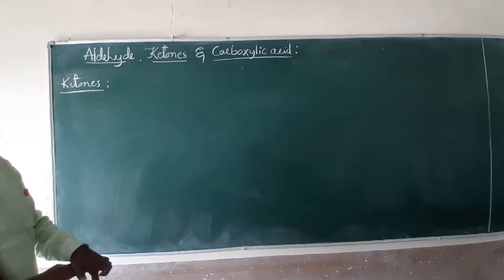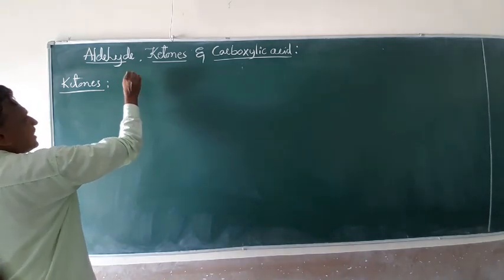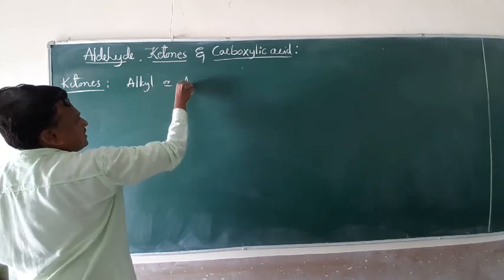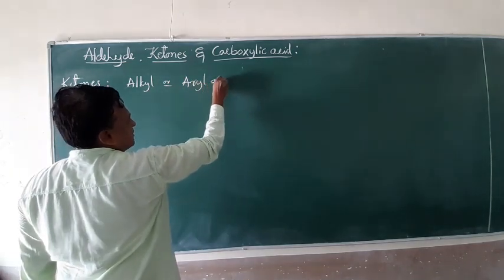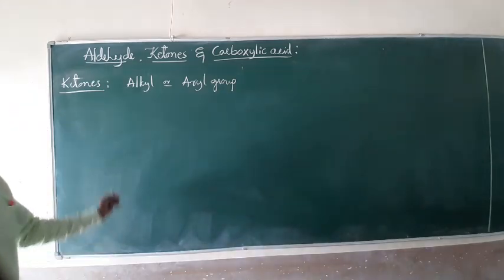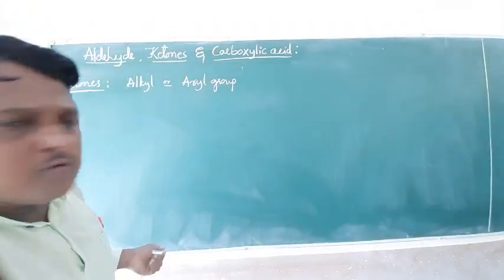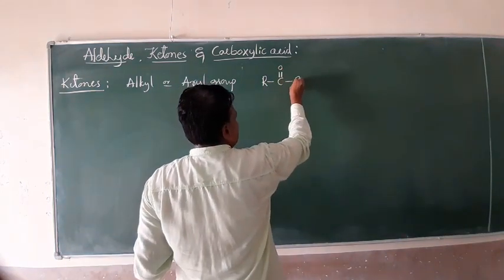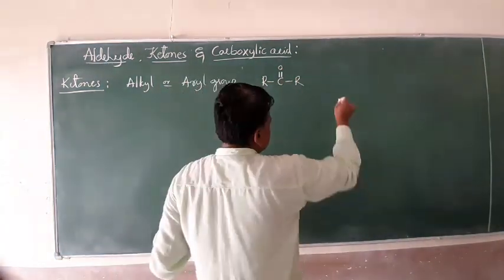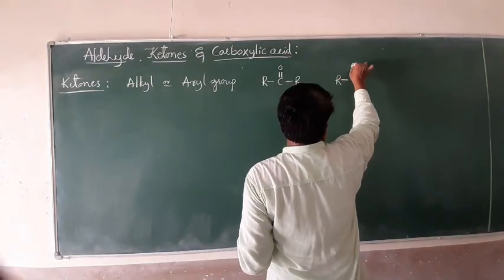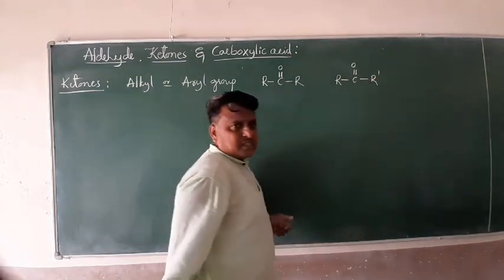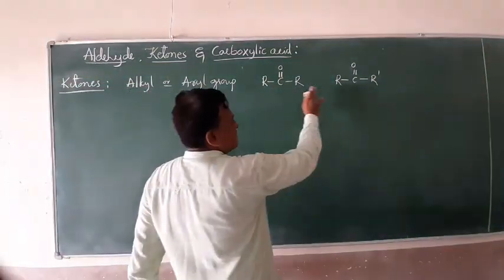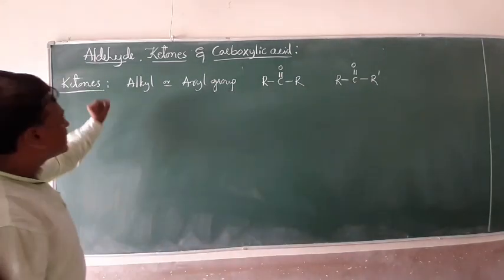Already we know ketones are derived from the corresponding alkyl or aryl groups. I repeat, ketones are derived from the corresponding alkyl or aryl groups. With the general formula RC=OR, if both are the same, or either RC=OR', one is alkyl and the other aryl, or different alkyl groups. This is a very simple general formula of the ketone category.